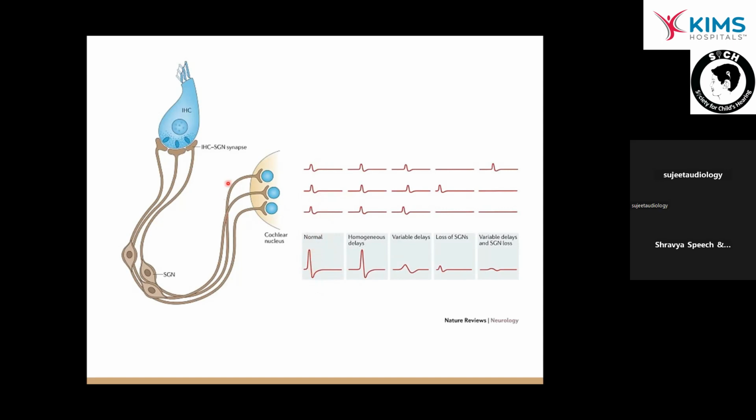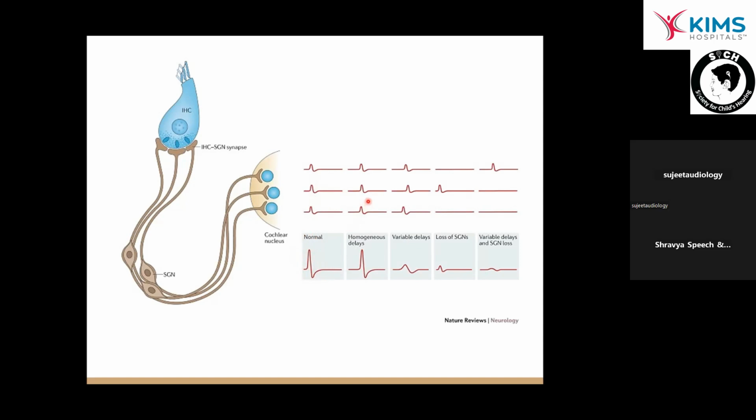Now, if there is no neuropathology in the neurons, then the fibers fire in synchrony. There is no difference in the firing of the neurons. Hence, when you get a compound action potential, it will have a normal latency and a large amplitude, which you can see here.